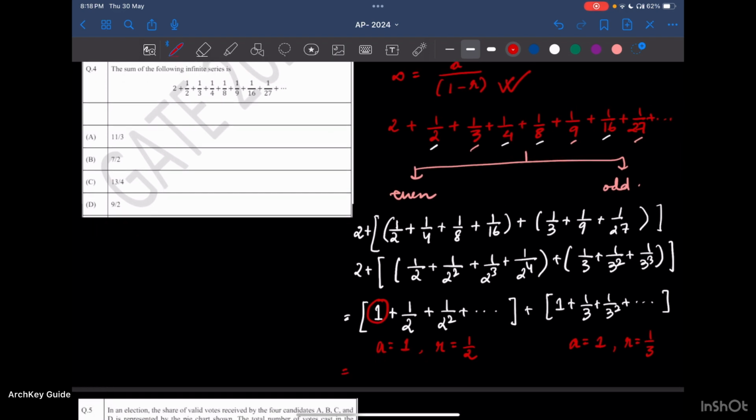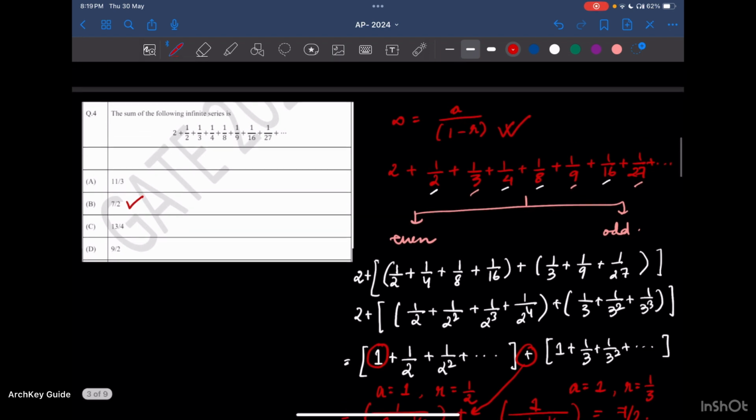So let's just write it. 1 by 1 minus 1 by 2 plus, because this comes down here, 1 by 1 minus 1 by 3. So this would eventually give me 7 by 2, which is answer B. So there are many more questions which are tricky, but it's the detail that you have to see. Okay, the details that you have to notice.